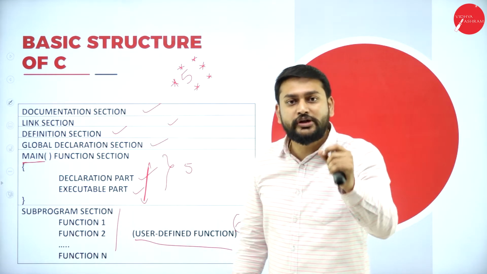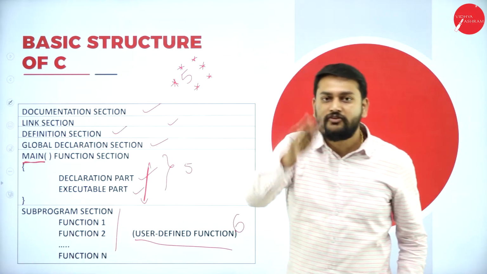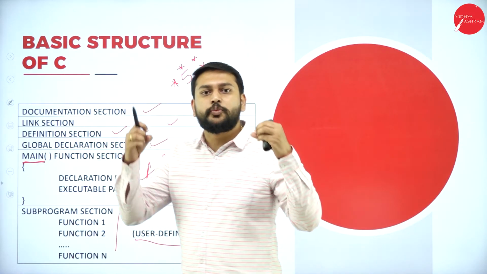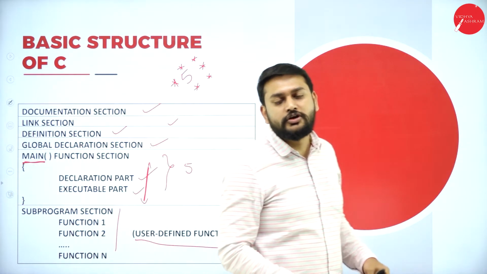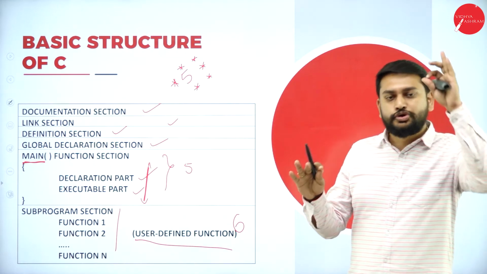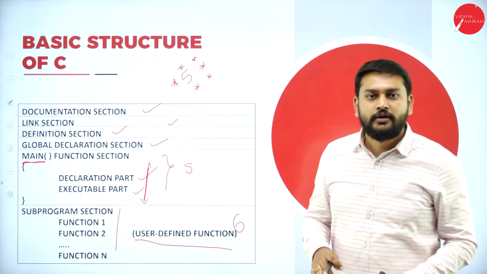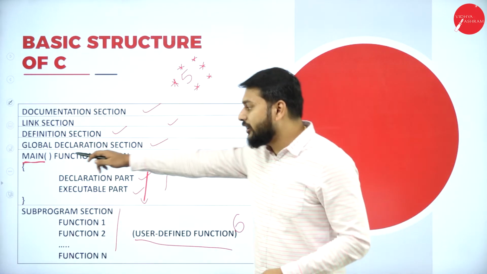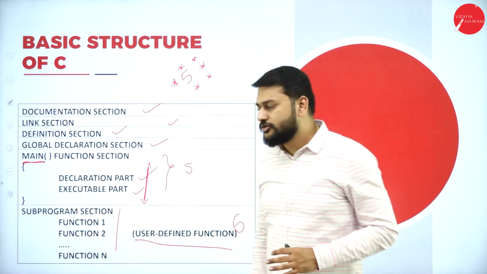From where does your program execution start? Your program execution starts from the main function. Without the main function, your program will not execute, and you will not have any program without the main function. So you should have the main function for each and every program. Why? Because the execution will start from the main function. So fine, you understood this.